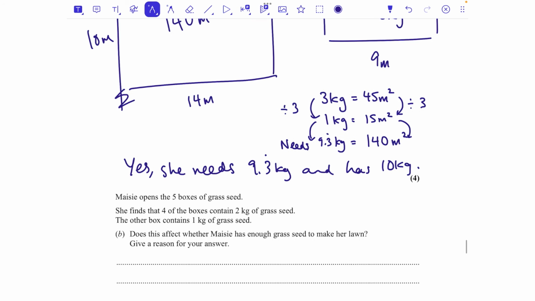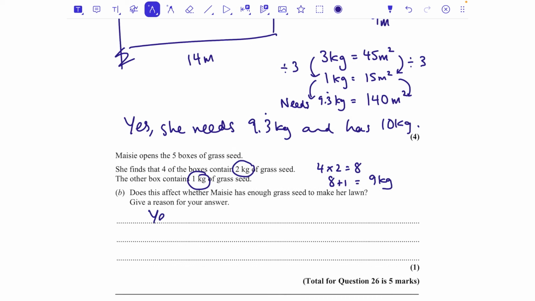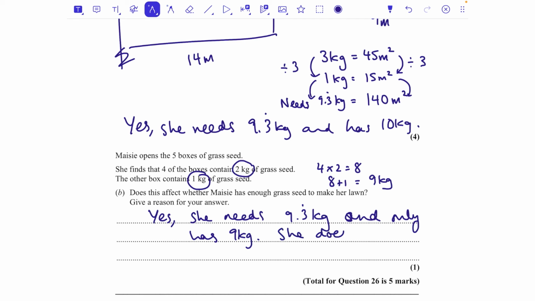Perfect. Maisie opens the 5 boxes of grass seed. She finds that 4 of the boxes contain 2 kilograms and 1 of the boxes has only 1 kilogram in it. So 4 times 2, that's 8. Add the extra 1, it's only 9 kilograms. Does this affect whether Maisie has enough grass seed to make her lawn? Yes, she needs 9.3 recurring kilograms and only has 9 kilograms. She does not have enough. There we go, so that changed your answer.